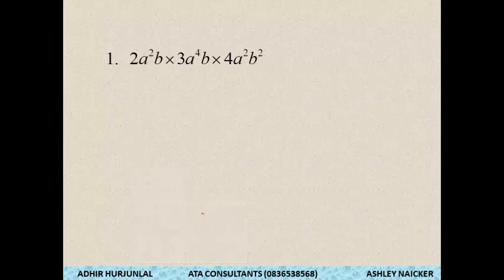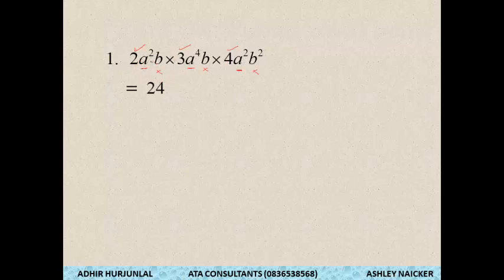Right. In question number 1, you notice that I have a constant, a constant, a constant. My variables are the a squared, the a to the 4, and there is another a squared. I have another variable which is b, b, b. Now you can understand how to go about doing this, because your answer will be 2 times 3 times 4, 4 times 3 is 12, times 2 is 24.